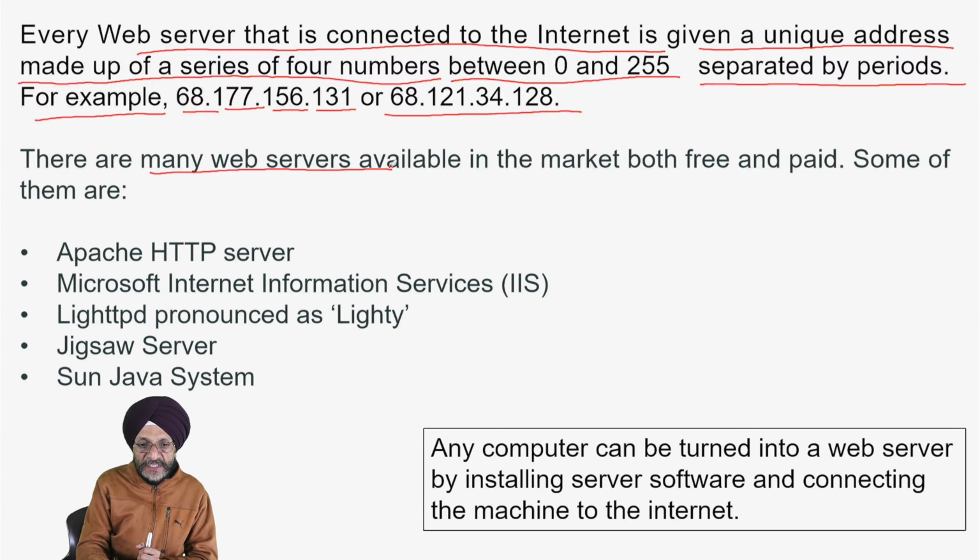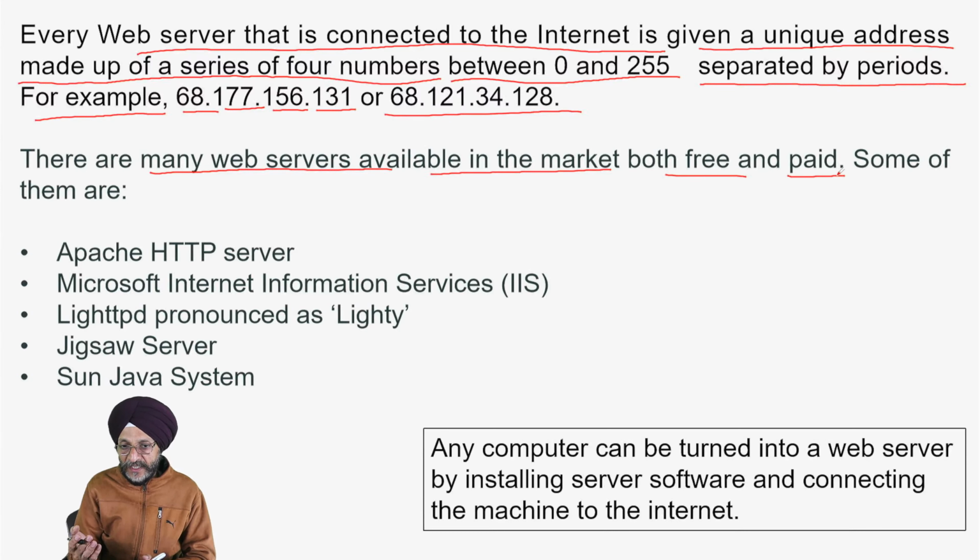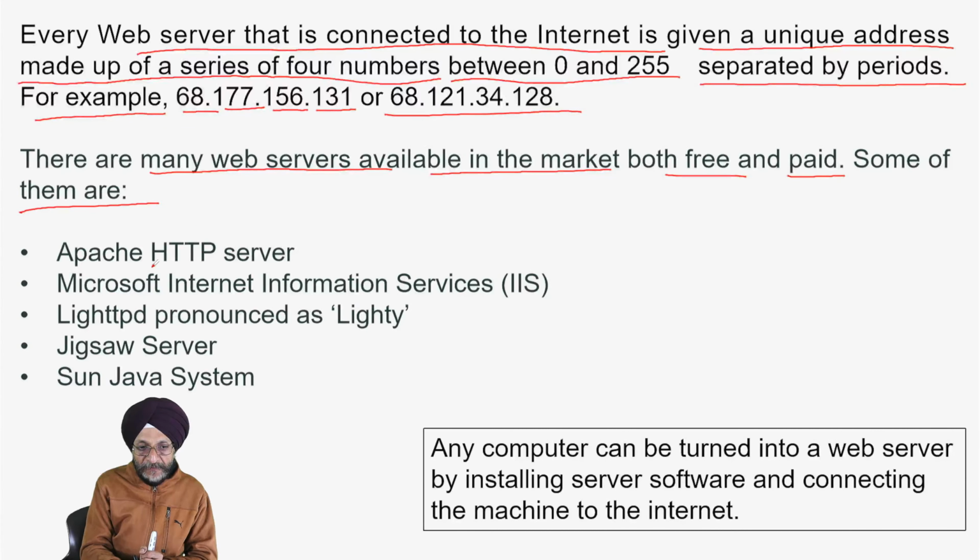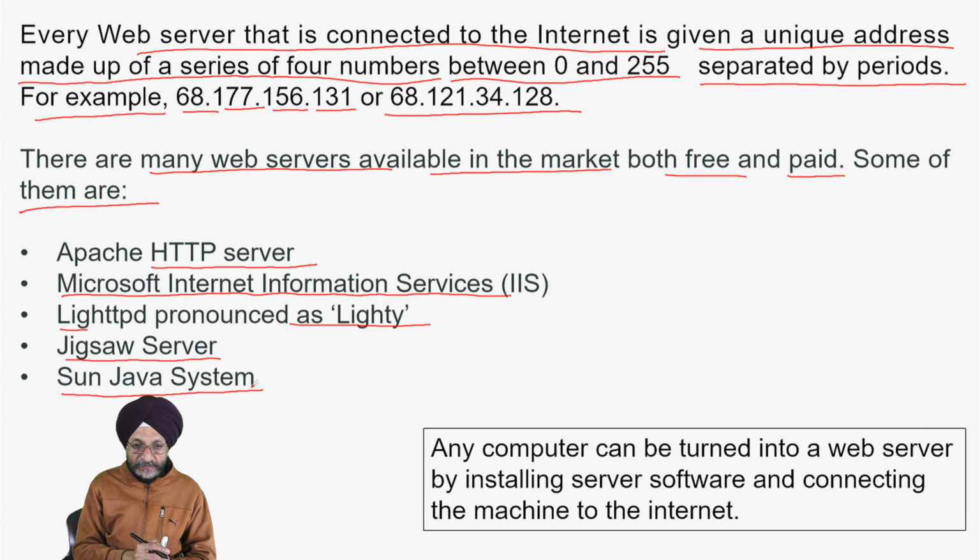There are many web servers available in the market. The web server may be free, as well as some web servers may be paid. Some of them are Apache HTTP server, then another is Microsoft Internet Information Services, then other is Lighty, then other is Jigsaw server, and another is Sun Java system. Any computer can be turned into a web server by installing server software and connecting the machine to the internet.